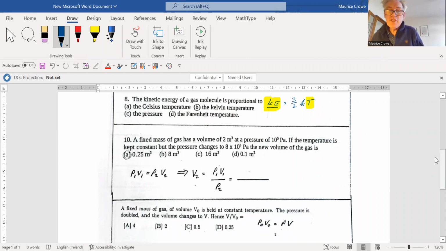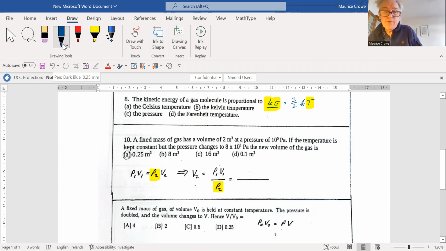And we're looking for V2, the new volume. So rearrange P1 V1 over P2. That P2 is going to go over and under, and there it is underneath there. Okay, and sub everything in then.